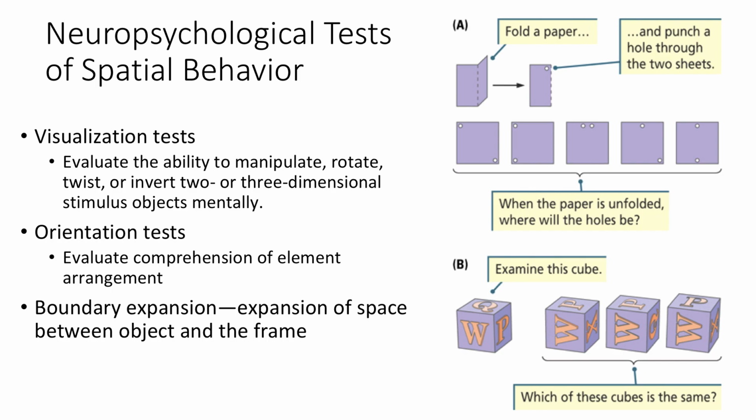And boundary expansion is the expansion of the space between the object and the frame. Healthy people have boundary expansion, and patients with amnesia do not. For example, when a participant is asked to touch an array of objects within a frame and then position the objects within the frame in a test, the control participants will expand the boundary by reducing the area in which these objects are replaced.